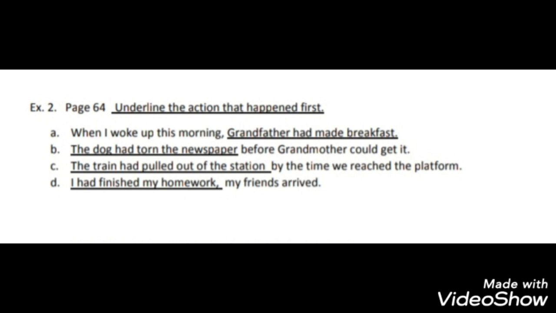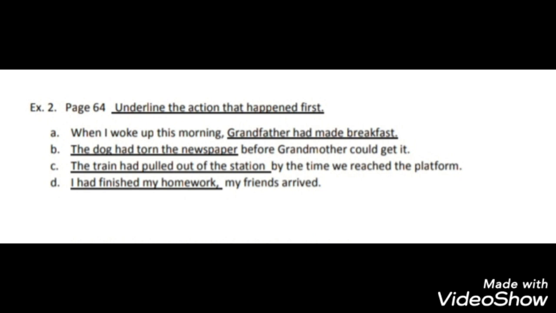When I woke up this morning, grandfather had made breakfast. That means before I woke up, the breakfast was ready. So, the first action is grandfather had made breakfast. Underline this. Grandfather had made breakfast. This action happened first. Now come to B.